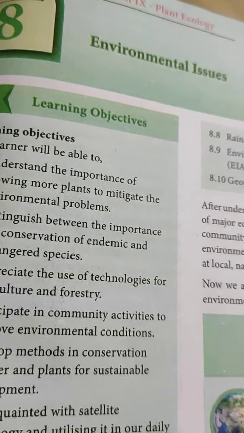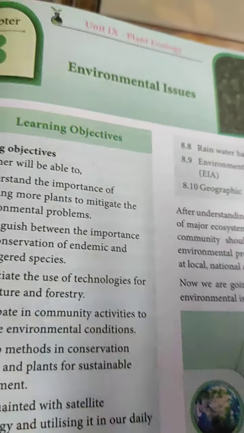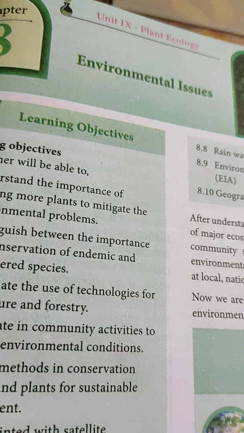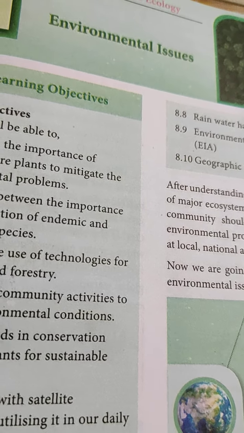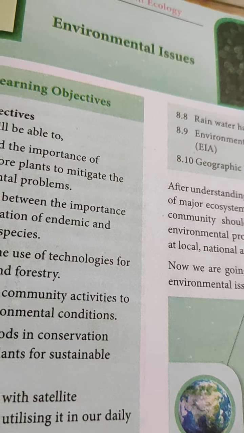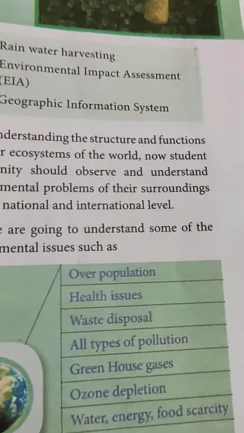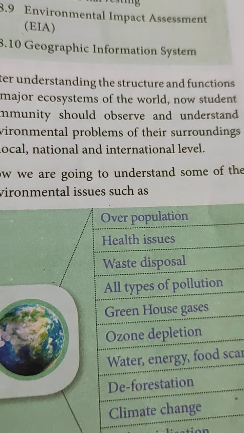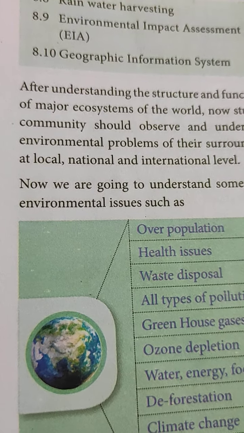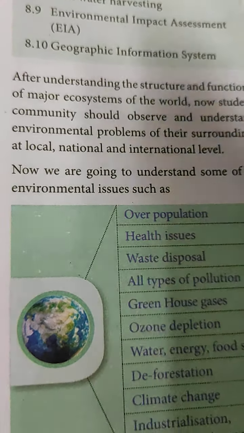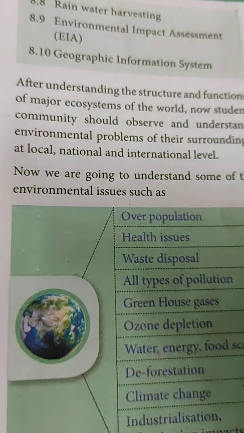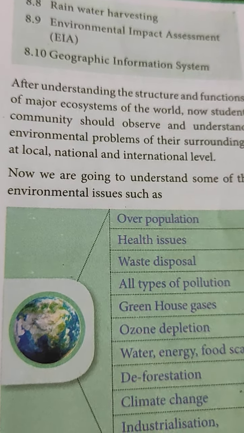We have already discussed the ecosystem, and different types of ecosystem also we have discussed. Now, the student community should observe and understand the environmental problems of their surroundings at local areas, in the national way, and in a broad way at the international level.